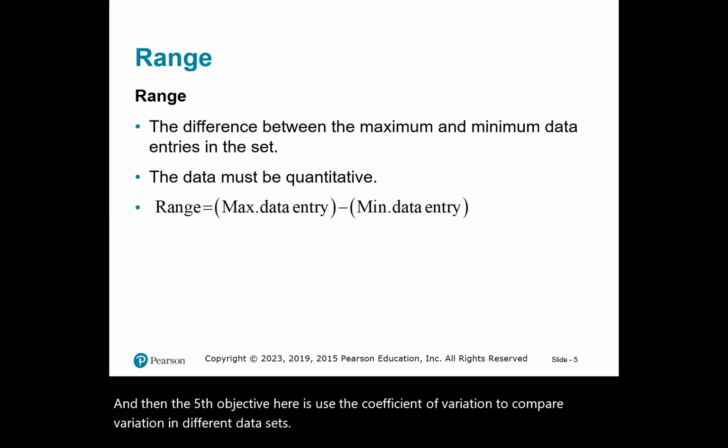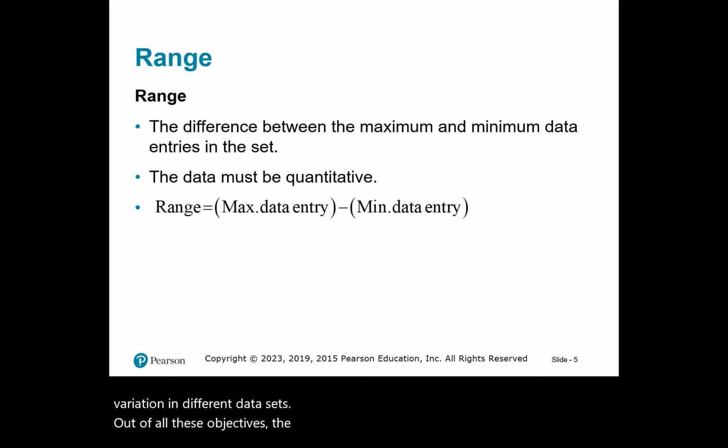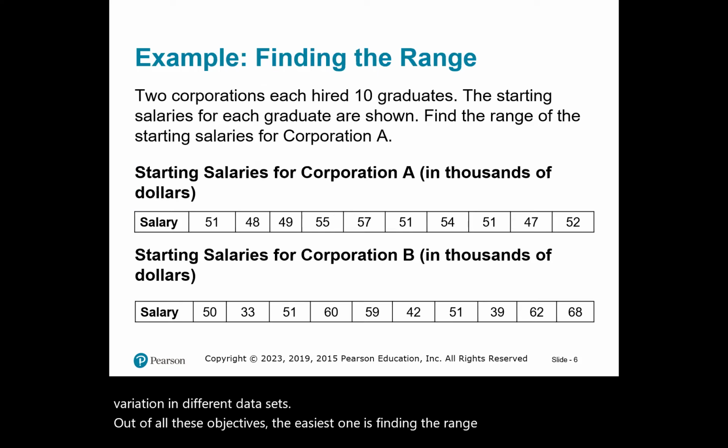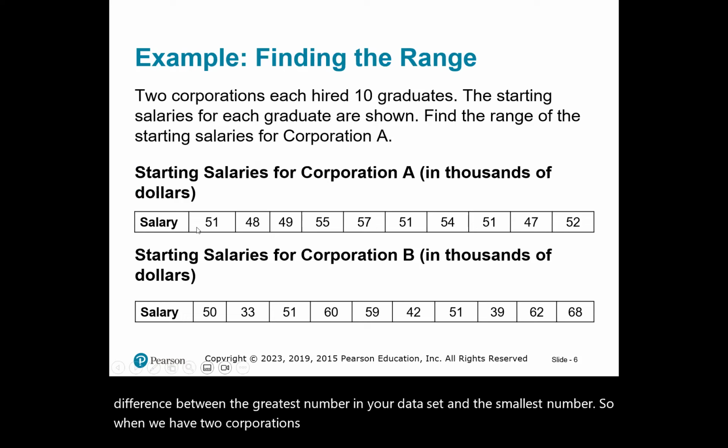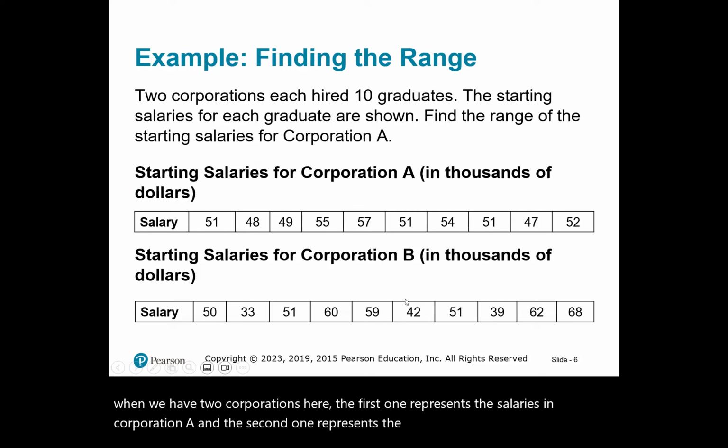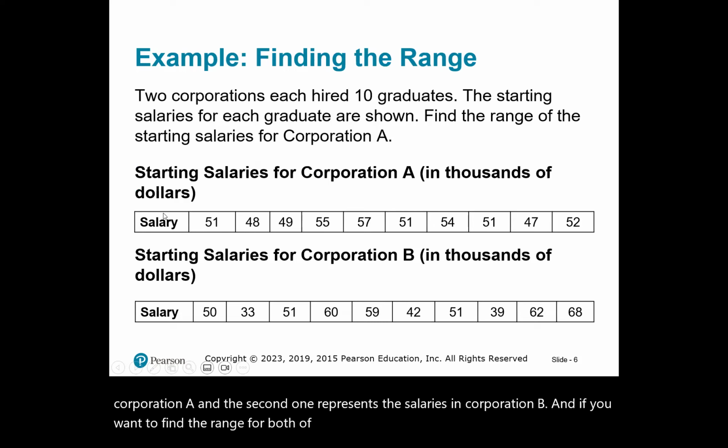Out of all these objectives, the easiest one is finding the range. Range is the difference between the greatest number in your data set and the smallest number. So when we have two corporations here, the first one represents the salaries in corporation A, and the second one represents the salaries in corporation B. If we want to find the range for both of these institutions, you're just going to find the minimum number here.